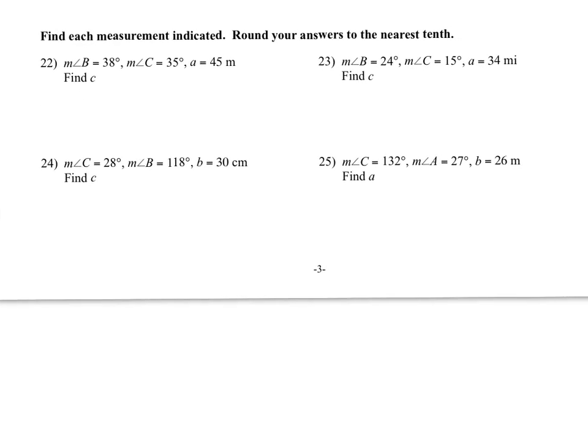Jumping over to 22, we've got some kind of a triangle. Looks like we're labeled ABC.